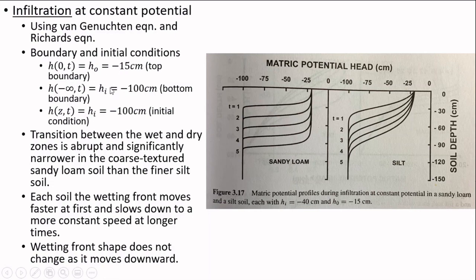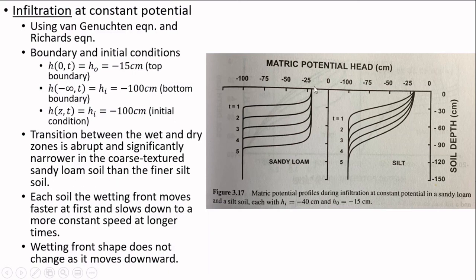Then we use the Richards equation to conduct the simulation, supported by the Van Genuchten equation. So this is the outcome of the simulation. The transition between the wet and dry zone is abrupt and significantly narrower in the coarse texture sandy loam soil than finer silt soil.